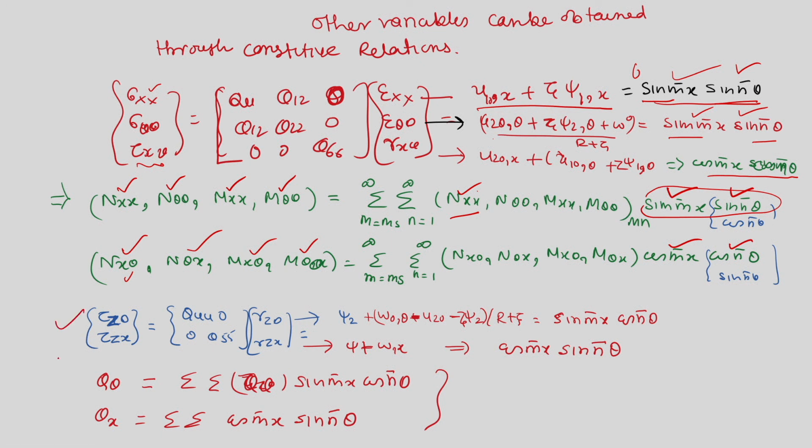Then tau z theta and tau zx. So, they will become sin m bar x and cos n bar theta, and tau zx becomes cos m bar x and sin n bar theta, where m bar is equal to m pi by a and n bar is equal to n pi by psi. So, similarly q theta and qx are expressed, because it is just the integration of tau z theta and tau zx. So, sin cos and cos sin.